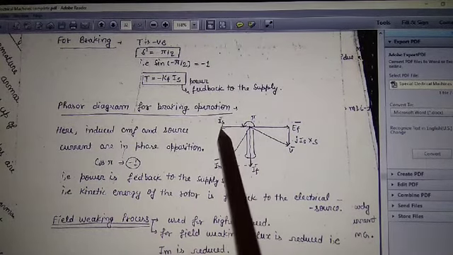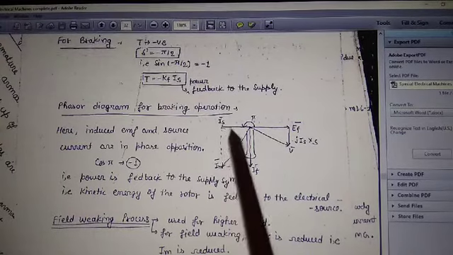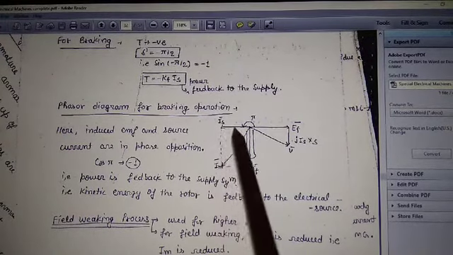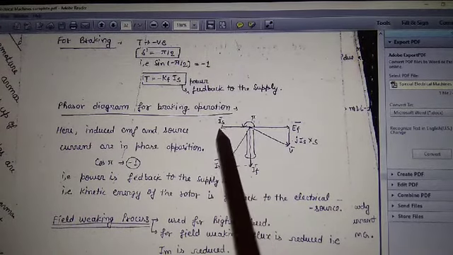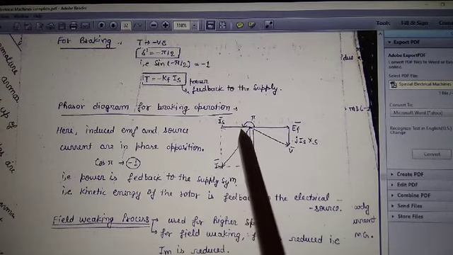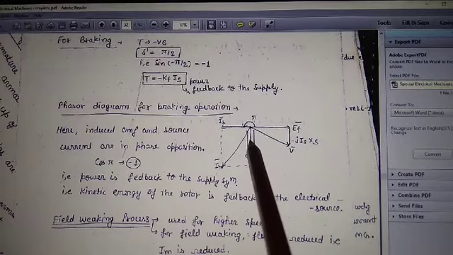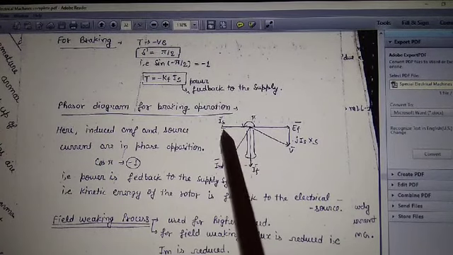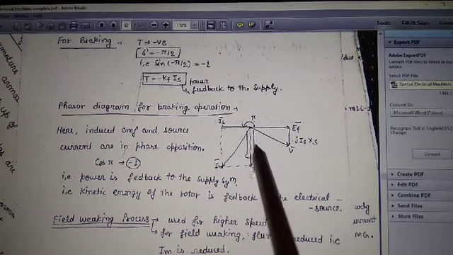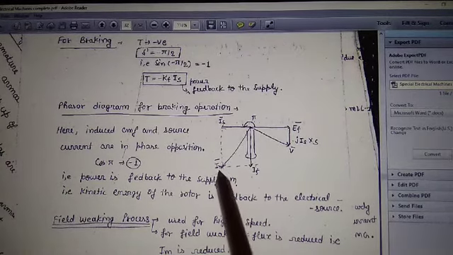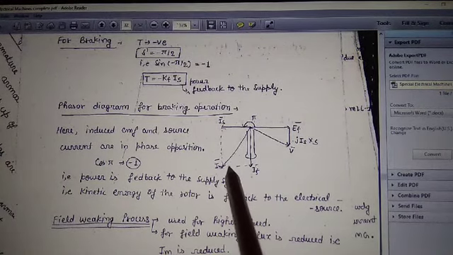This is your source current, okay. Minus Is represents minus Is. So this is the angle between Is and If, pi by 2. This minus Is represents minus pi by 2. So the total resultant is this one, okay.